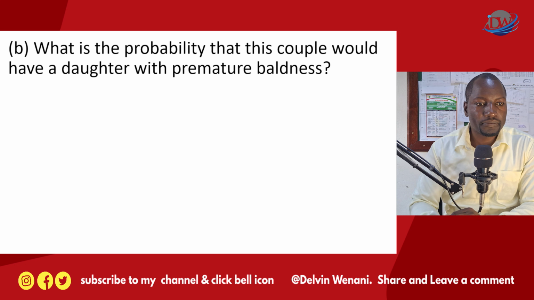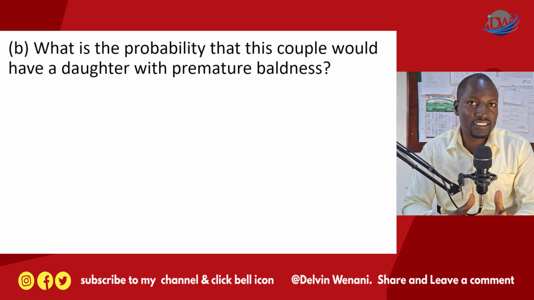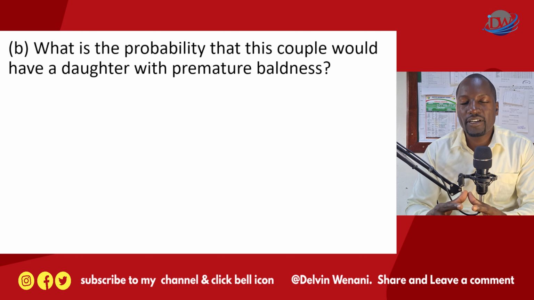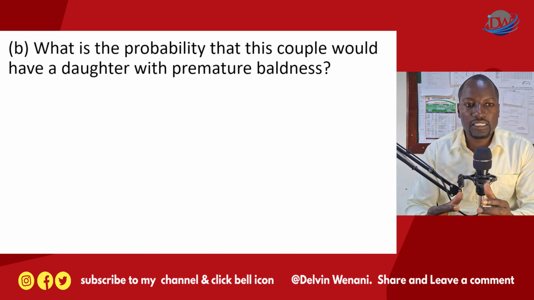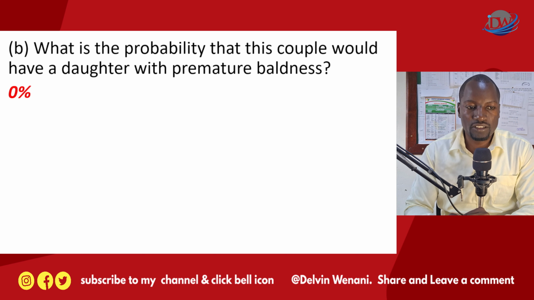Next question. What is the probability that this couple will have a daughter with premature baldness? I've just stated that premature baldness is controlled by the Y chromosome. And since the Y chromosome is only in males, there's no probability of having a daughter with premature baldness. And therefore, in this case, the probability is 0%, completely 0%.